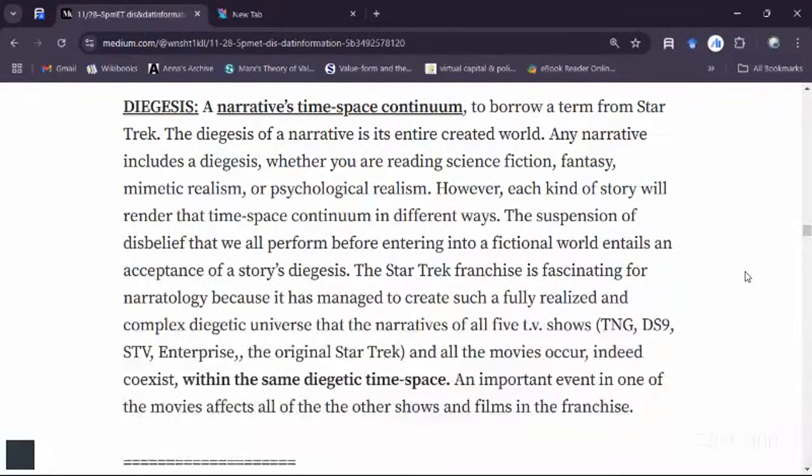Yes and no, and you can argue that. And the J.J. Abrams universe is blah, blah, blah. I'm not enough of an aficionado to get into that argument because it doesn't matter that much to me, but it serves as a very useful example of the kind of layering and interlocking of ideas that go on. An important event in one of the movies affects all of the other shows and films in the franchise. So you have certain continuities, or discontinuities, that occur.